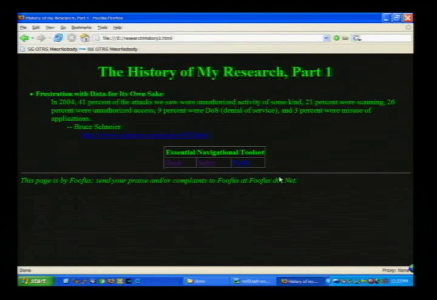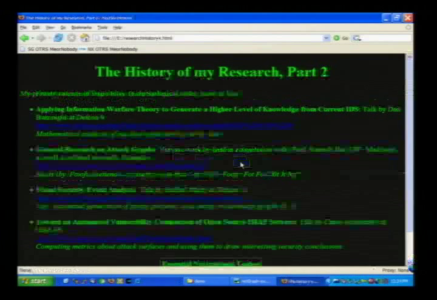I also am sick of the idea of just data for its own sake, and that's what's wrong with the spirograph graph, right? This is an old essay from Bruce Schneier when he's trying to make the point that Counterpane is cool. 41% of the attacks we saw were unauthorized activity of some kind, as opposed to this, you know, 59% of authorized attacks, I'm not sure. 21% were scanning. You know, what does this information do for you? What do you make out of that? How does that help you live your life better?